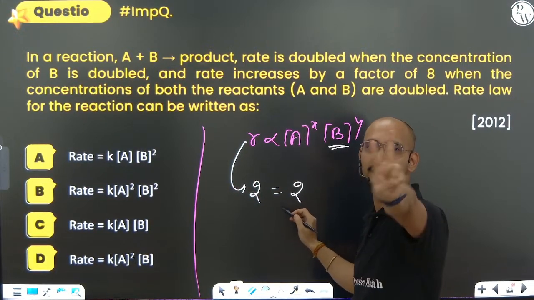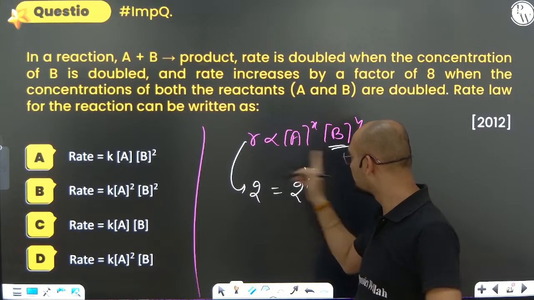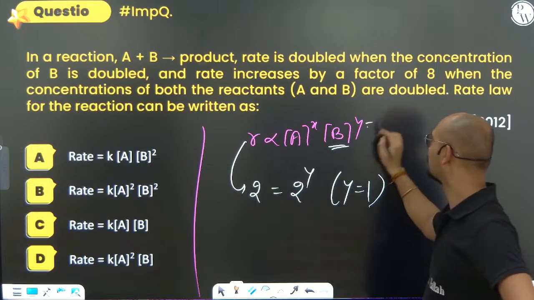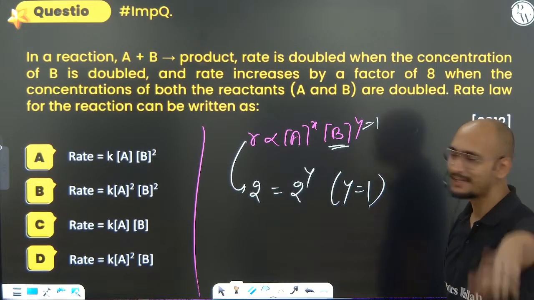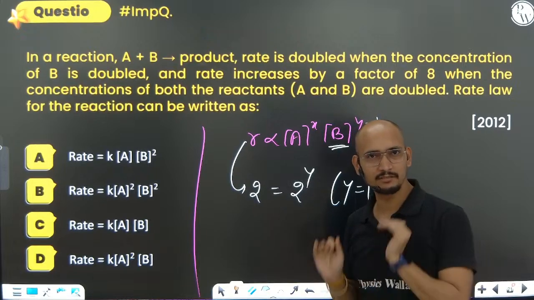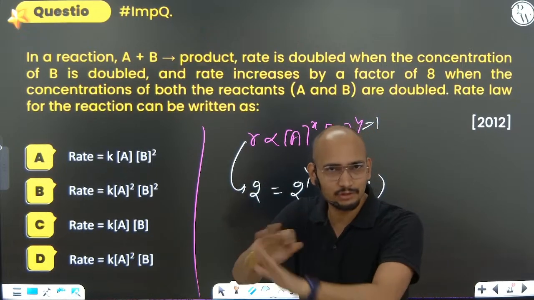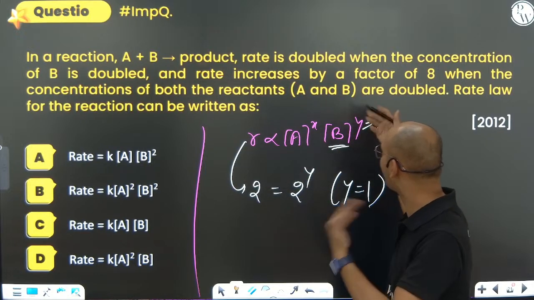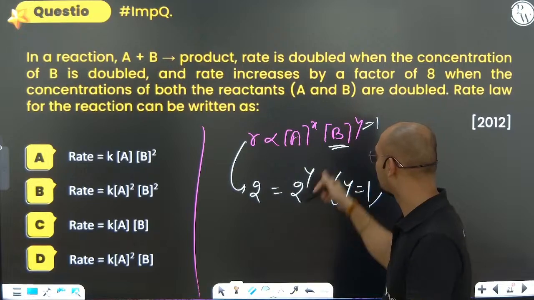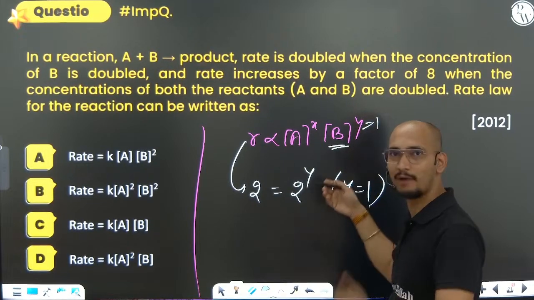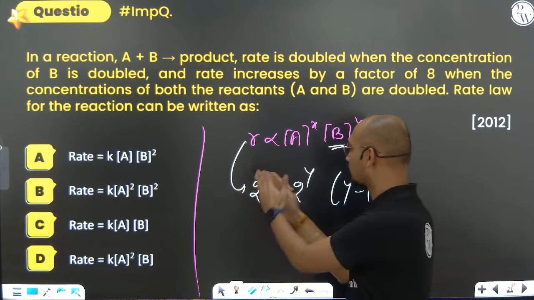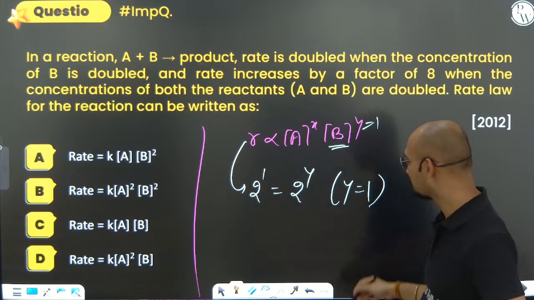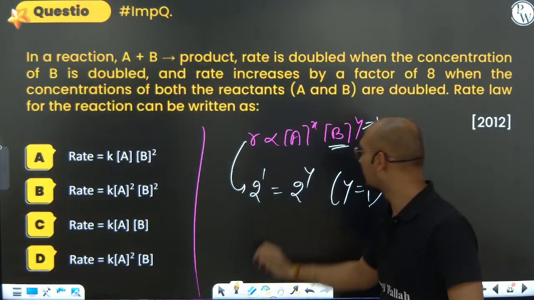How many times has B become? 2 times. So 2 to the power y. When 2 to the power y equals to 2, then y will be equal to 1. This y is equal to 1. So rate with respect to B is 1. It is the shortcut. Whatever the rate has become, 2 times. B has become 2 times. But of course we have to raise it to the y, whatever is the order of reaction. Now equate both of them. 2 equals to 2 to the power y. Only possible when y will be equal to 1. Next, talk about A.